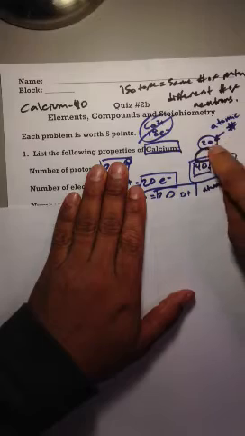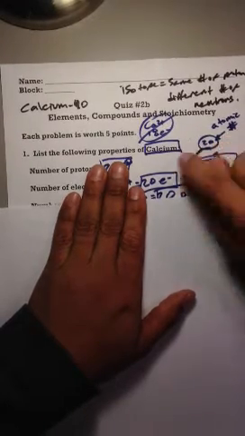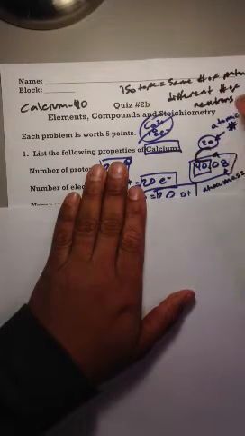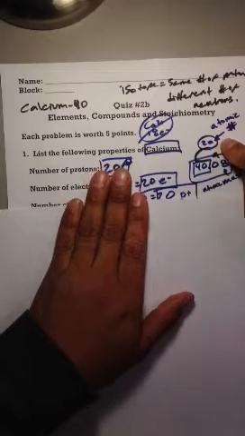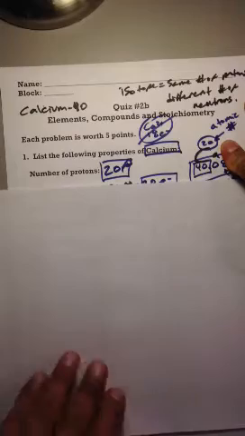So the atomic number is the identity of the atom, and that is the number of protons, because for all atoms, no matter what happens, the proton number stays the same for that particular atom. 20 protons, it's calcium. So the atomic number is 20, so the number of protons is 20.